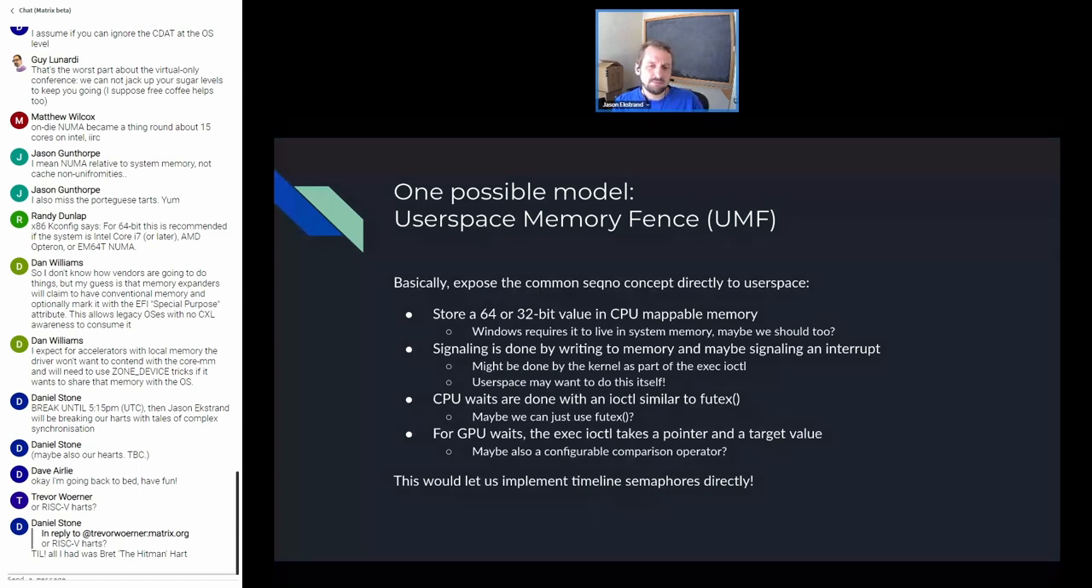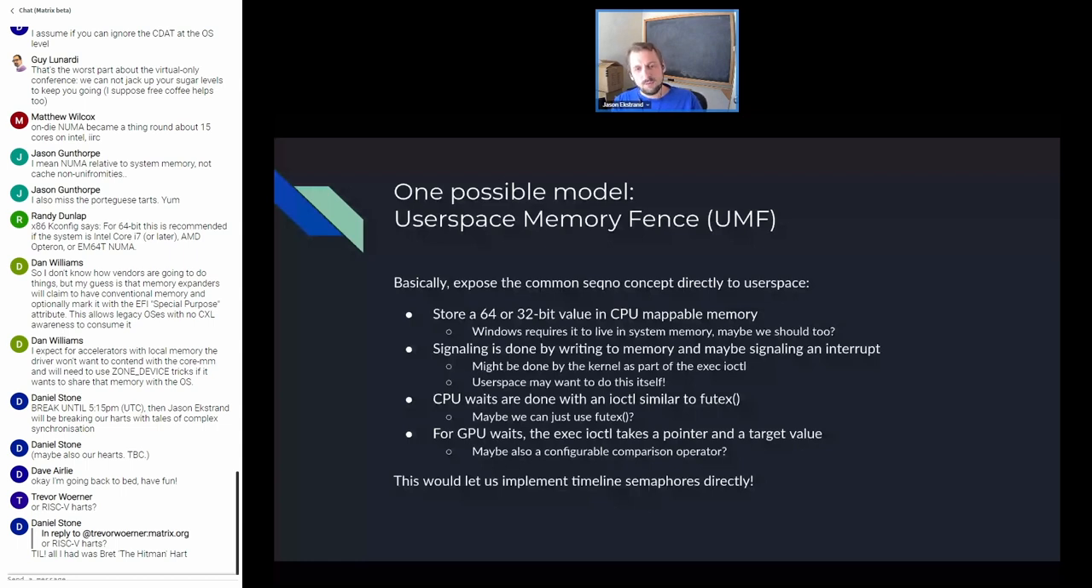CPU waits are similar to futex. I don't know that we can actually reuse futex, but some sort of an ioctl that waits on that bit of memory to change values to something useful. And then GPU waits, basically whatever your exact ioctl is, it takes this pointer and it takes a target value and it waits. And that's your synchronization model. No more sync objects, no more implicit synchronization. Everything happens by just writing memory values and waiting on memory values.